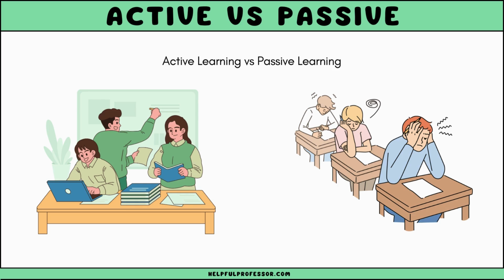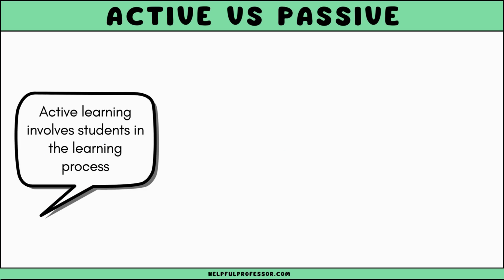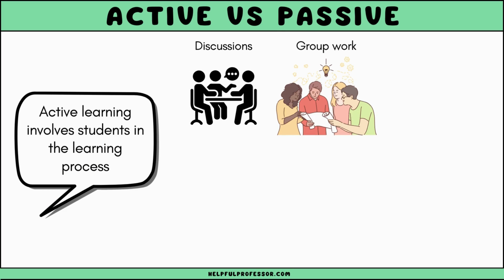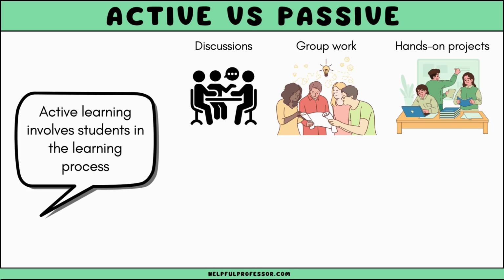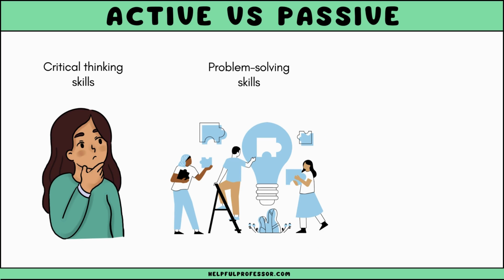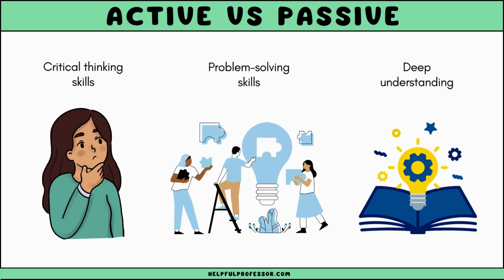Comparison to active learning. Active learning involves students in the learning process through activities like discussions, group work, and hands-on projects. Unlike passive learning, active learning encourages students to engage with the material, ask questions, and collaborate with peers. This method helps to develop critical thinking, problem-solving skills, and a deeper understanding of the content.